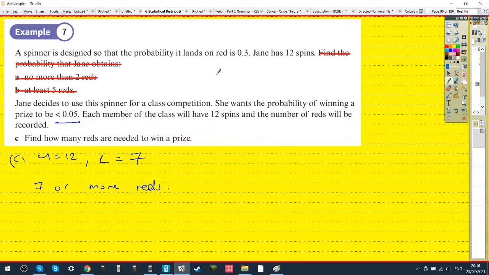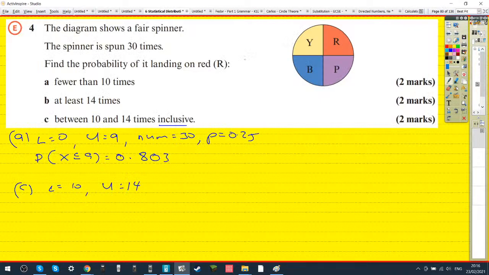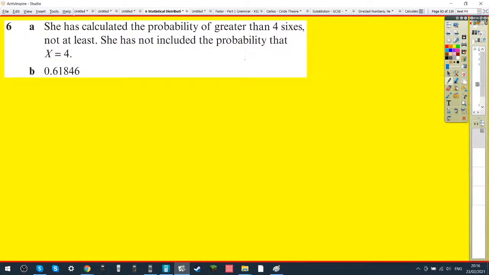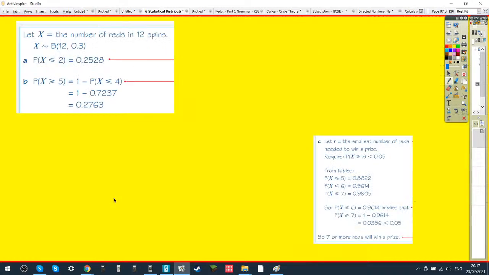Okay. So the probability it lands on red is 0.3. So this game a second ago was like the probability it lands on red is 0.25. This one, the probability it lands on red is 0.3. She wants only a 5% chance or less than 5% chance of winning, and so she says you get 12 spins. If it lands on red 7 or more times, you win a prize. So there you go. 7 or more reds will win a prize.